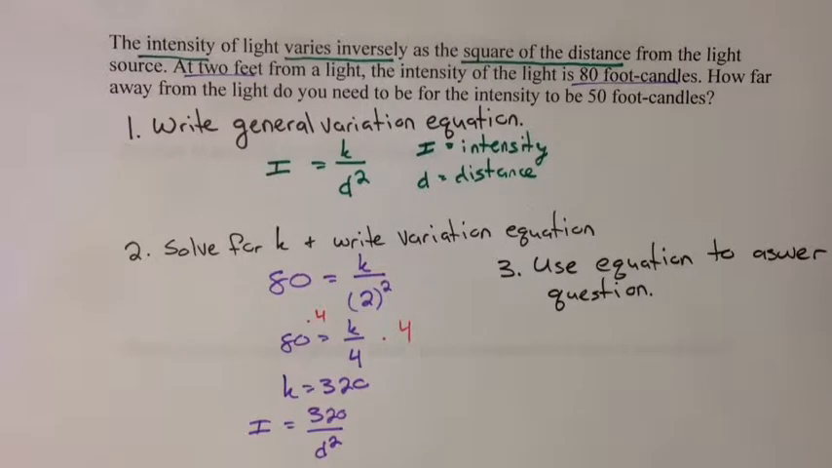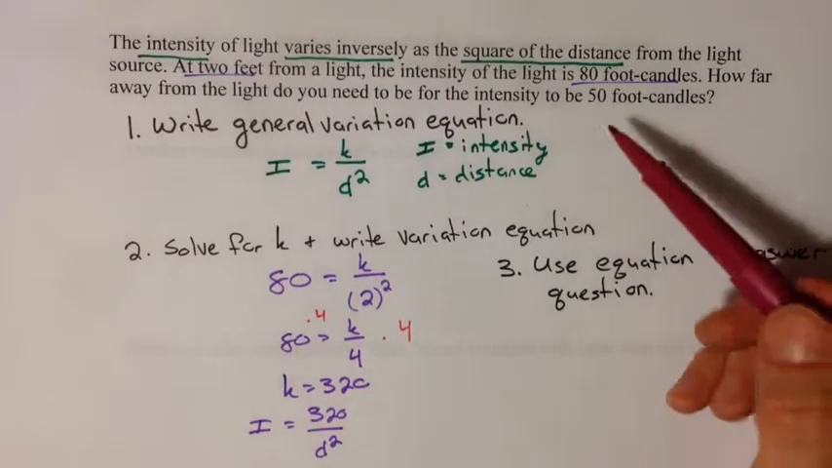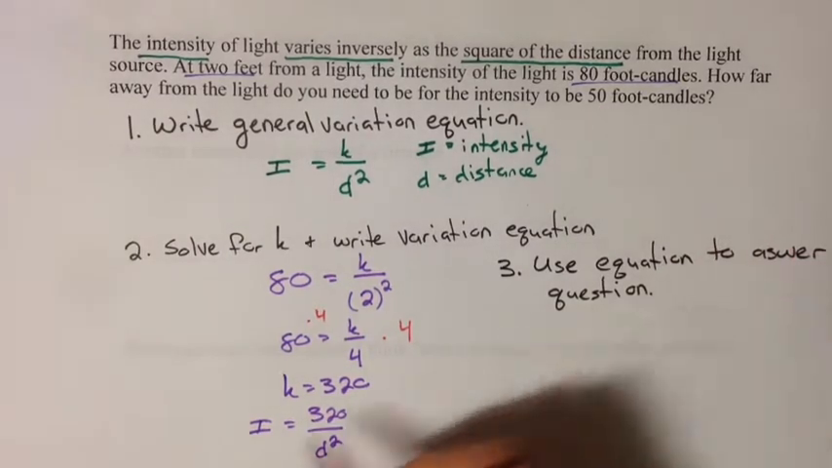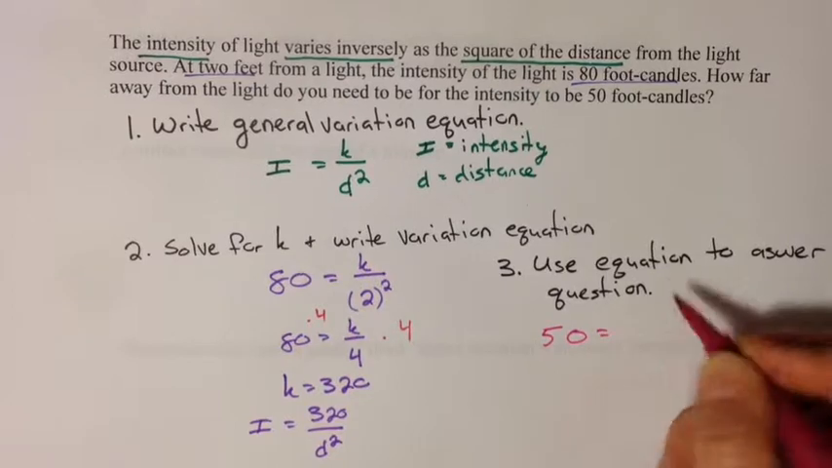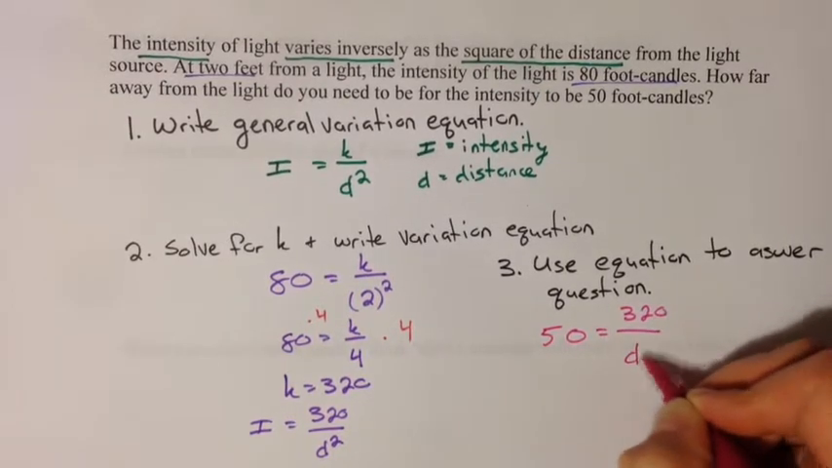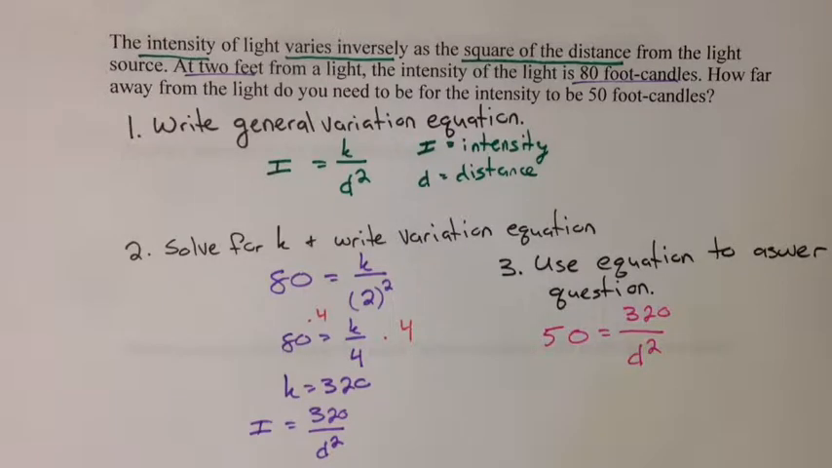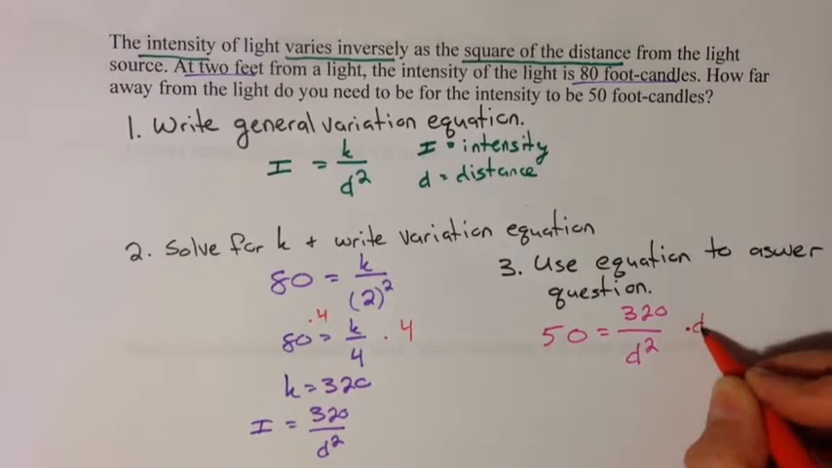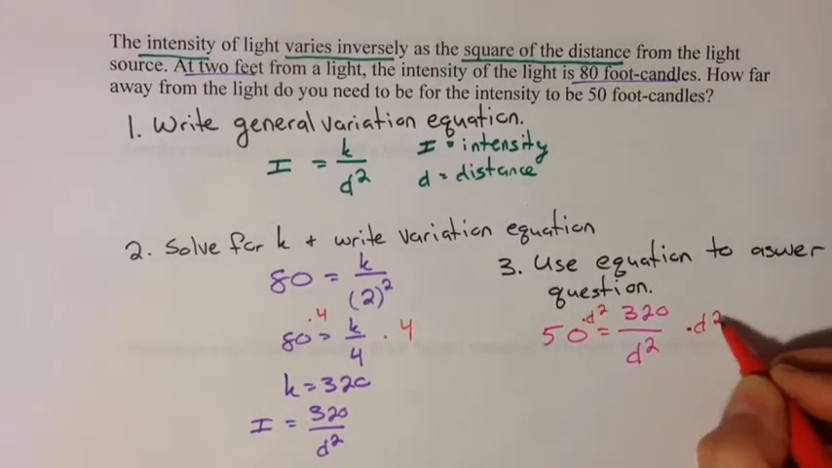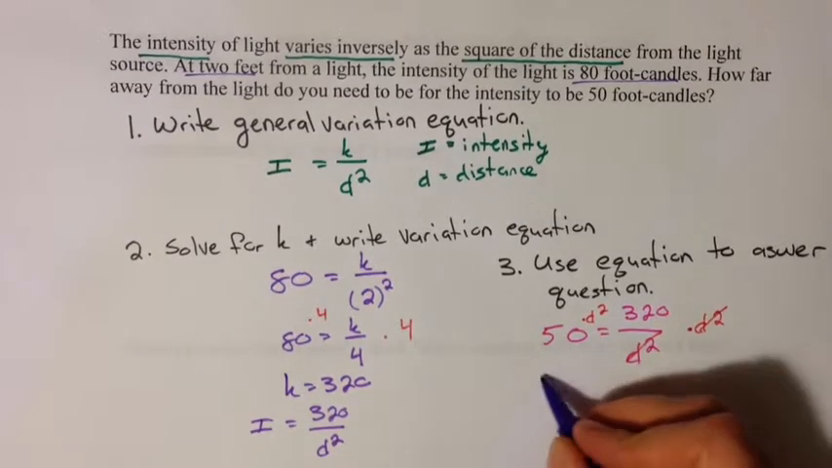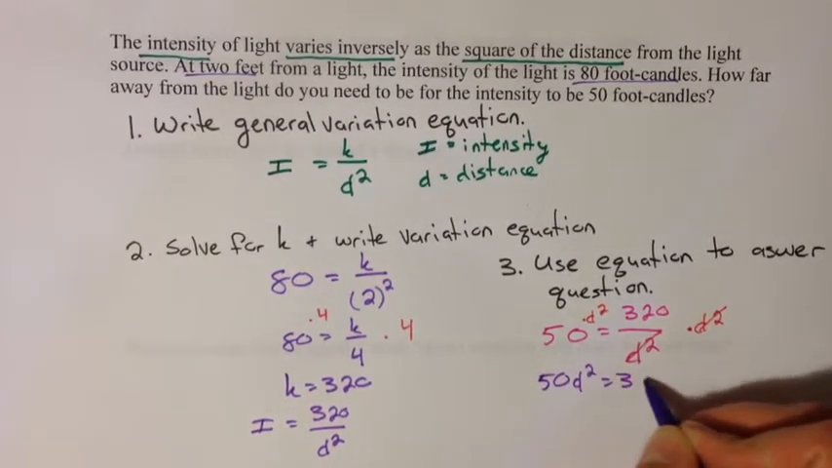Now my third step is to use the equation to answer the question. So the question asks, how far away from the light do you need to be for the intensity to be 50 foot candles? Now we've already gone to the trouble of making this equation that relates intensity and distance. They've just told me that the intensity is 50. So I plug 50 in for I, and I get 50 equals 320 over d squared. What we have now is a nice little rational equation. All we need to do to clear the fractions is multiply both sides by d squared. That gives me 50d squared equals 320.